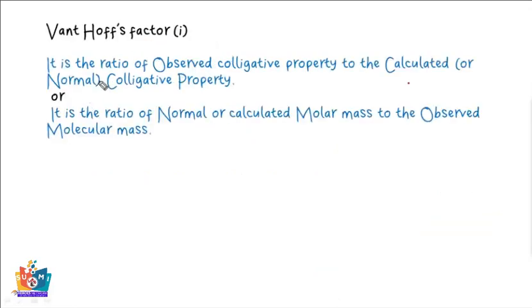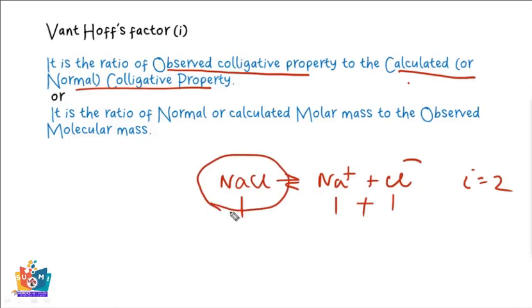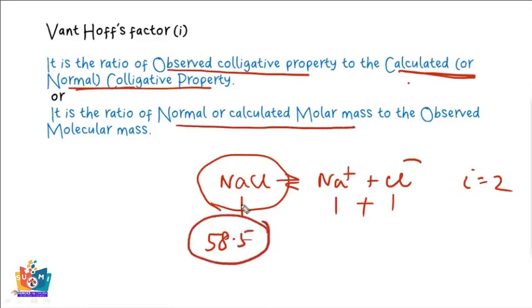i is Van 't Hoff's factor. You can define Van 't Hoff's factor as the ratio of observed colligative property to the calculated or normal colligative property. For example, if NaCl breaks up as Na plus and Cl minus, 1 molecule becomes 2, so the colligative property is doubled, i equal to 2. Therefore the molecular weight becomes halved, since molecular weight is inversely proportional to the colligative property. Its actual molecular weight is 58.5, which is the normal or calculated molecular mass. But since the colligative property is doubled and molecular weight is halved, the molecular weight will appear as 58.5 divided by 2, and this is observed.